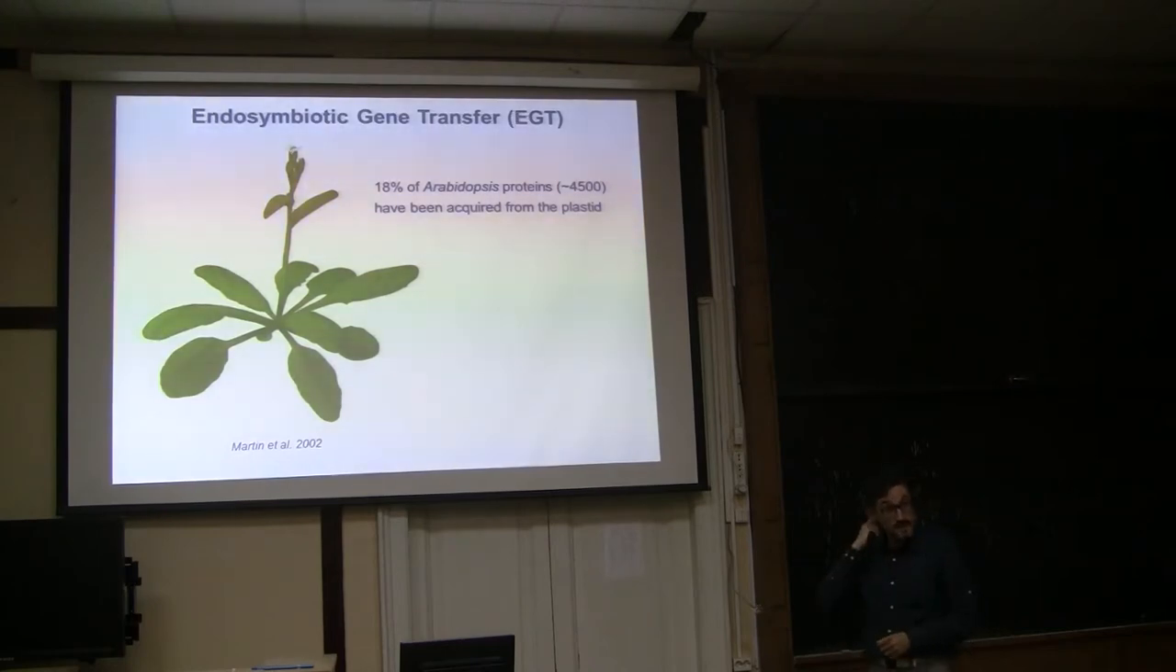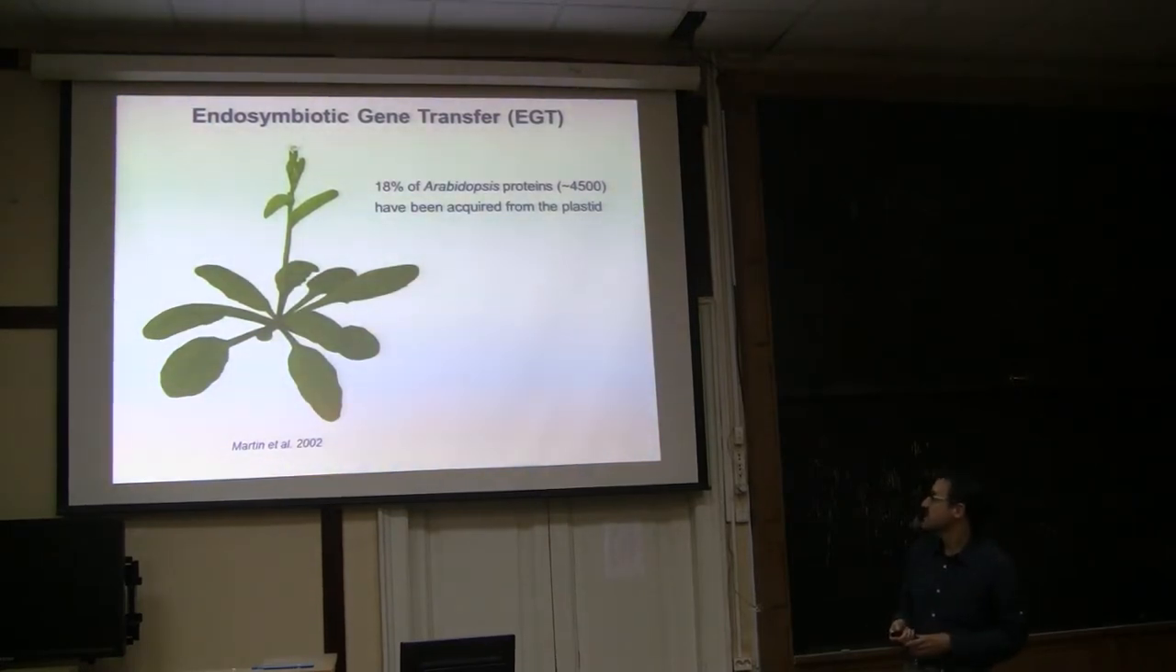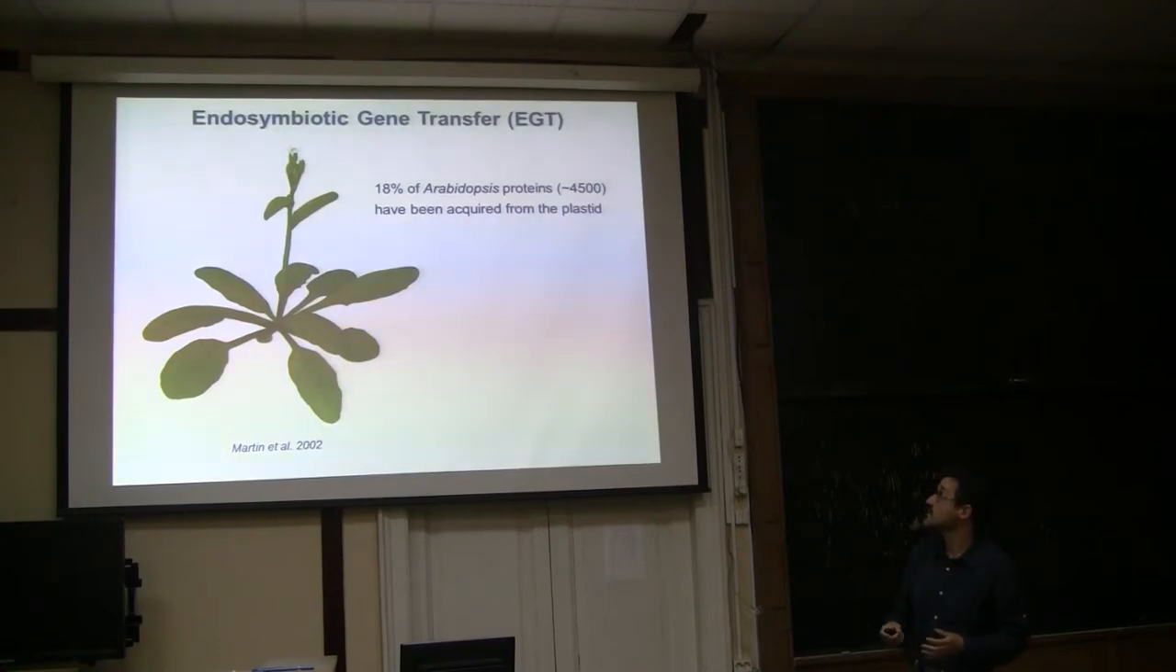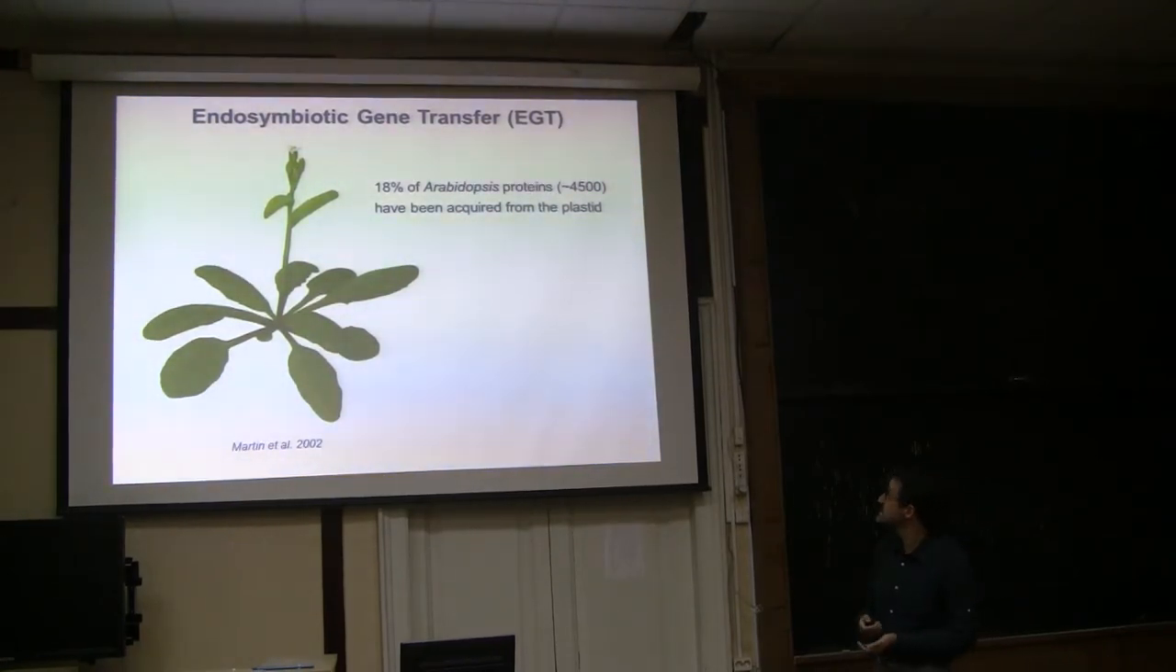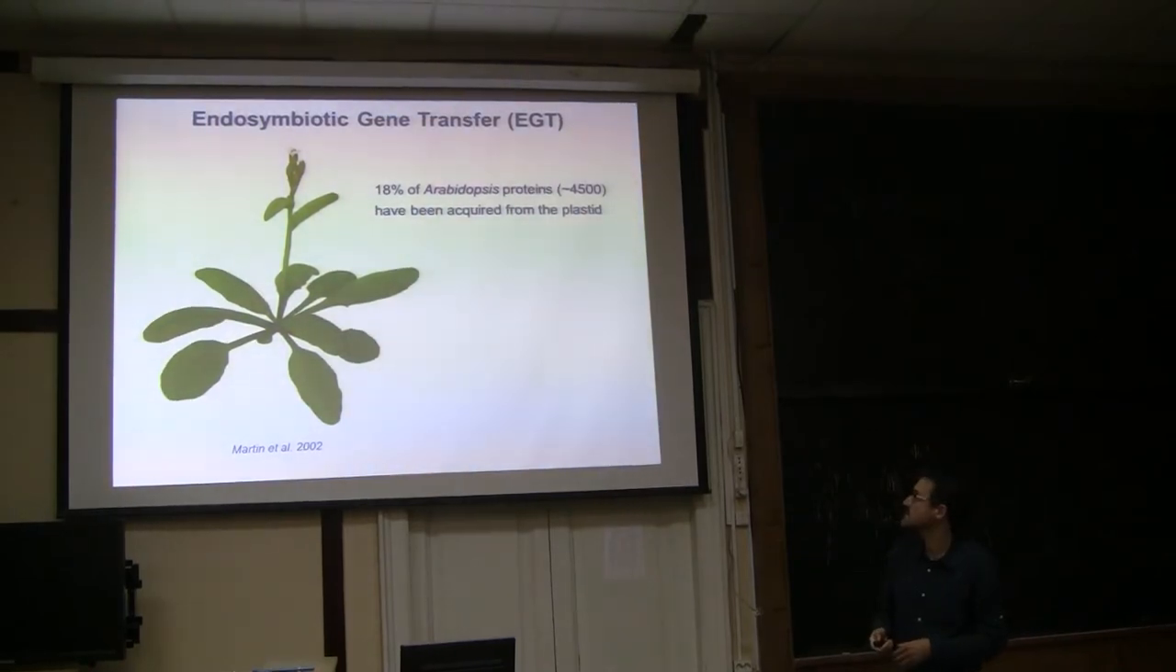And now, thanks to the fact that there are many complete genome sequences for a diversity of algae and other plants, it has been possible to try to quantify how many genes in a complete genome of these photosynthetic eukaryotes have been acquired by endosymbiotic gene transfer. And it was a big surprise to see that these genes represent a very large fraction of the complete genomes of these species. For example, in the case of Arabidopsis, Martin and co-workers were able to show that almost 20% of the complete genome of Arabidopsis, that is more than 4,000 proteins, were acquired from the plastid. So this is a very big contribution to the nuclear genome of this plant. And this is probably the case for all the different species of photosynthetic eukaryotes.